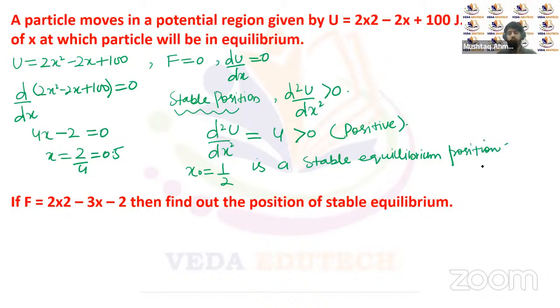So there is only one equilibrium point, that's x equal to 1 by 2, and this equilibrium point is actually a stable equilibrium point, right?